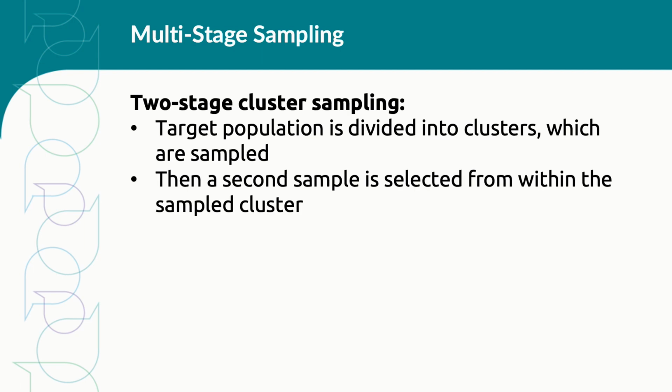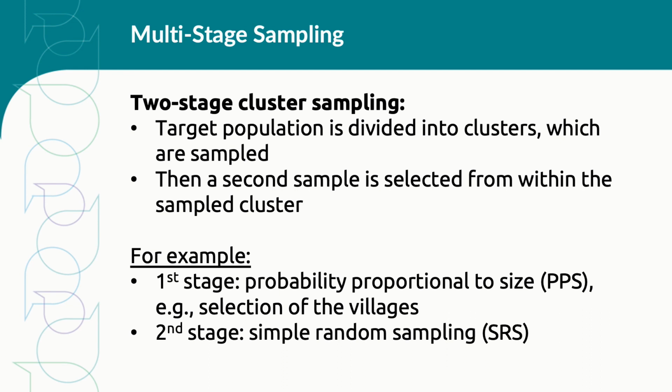For two-stage cluster sampling, which is a common type of multi-stage sampling, the target population is divided into clusters, which are sampled, and then a second sample is selected from within the sampled cluster. A common example of this strategy is using probability proportional to size, or PPS, sampling for the first stage, say the selection of the villages, and then using simple random sampling for the second stage. We'll explain using PPS in a subsequent video. It provides a way to minimize logistical burden and cost while maintaining an unbiased sample.